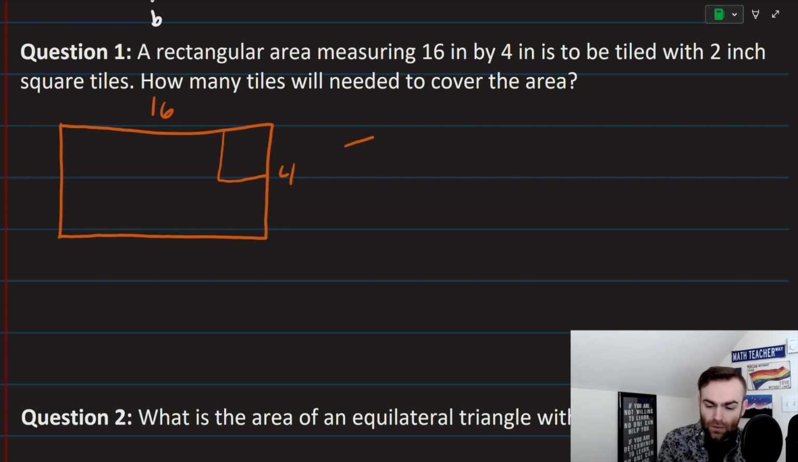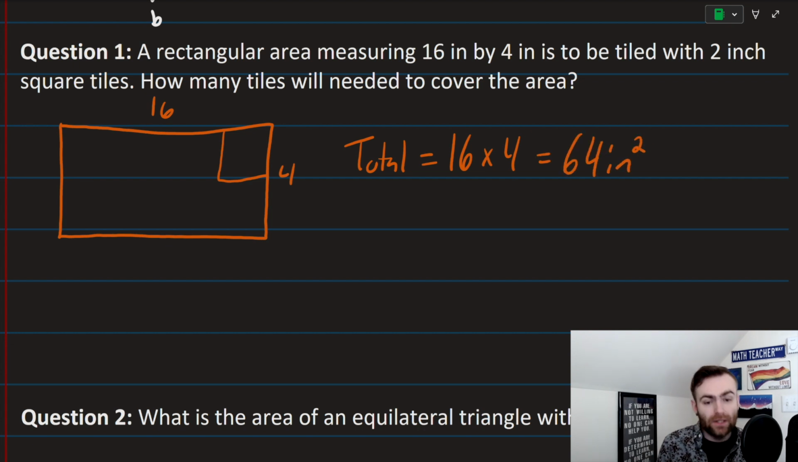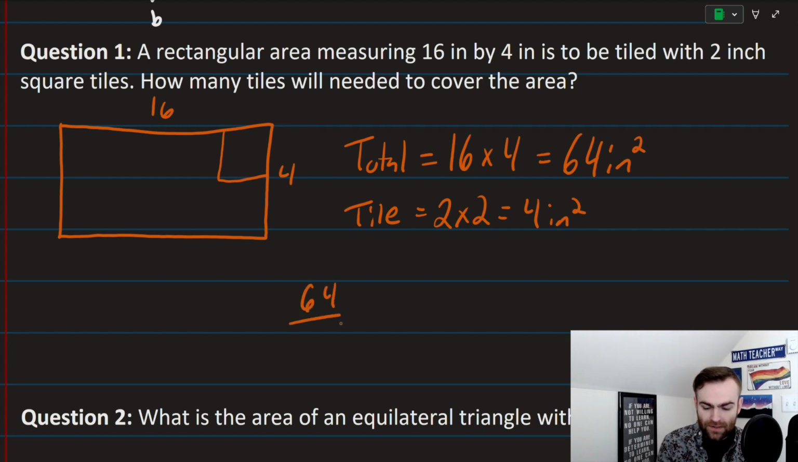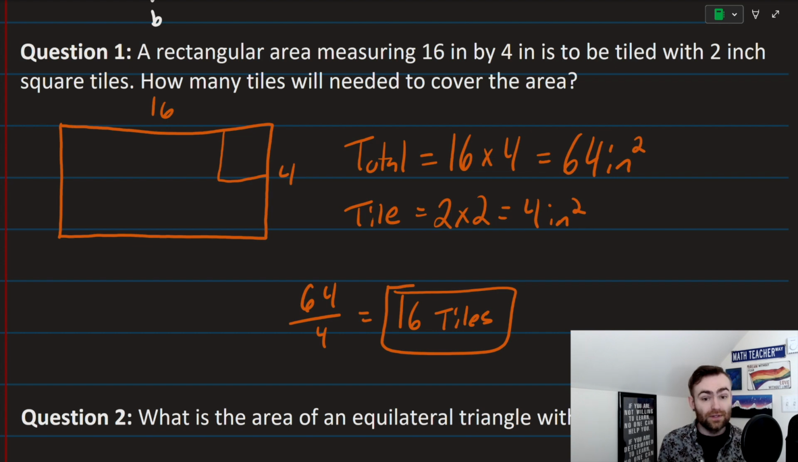So the total area is equal to 16 times 4, and 16 times 4 is 64, so we have 64 inches squared for the whole thing. As far as each square, so each tile, is going to be equal to 2 times 2, which is 4 inches squared. Now we can divide. 64 divided by 4 is 16. So we're going to have 16 tiles in order to cover the entire area.